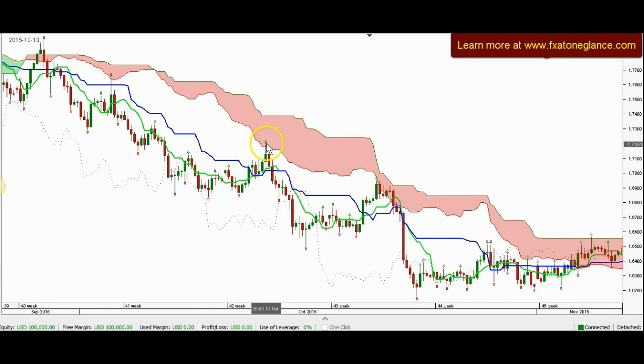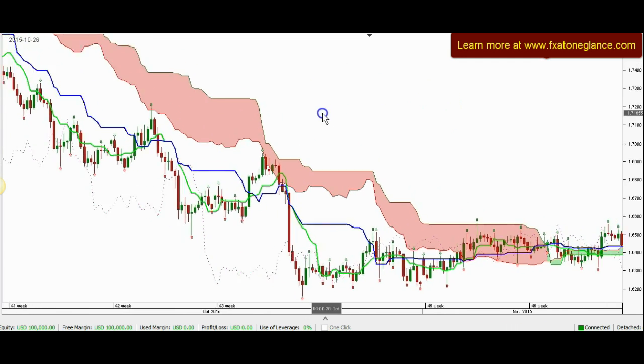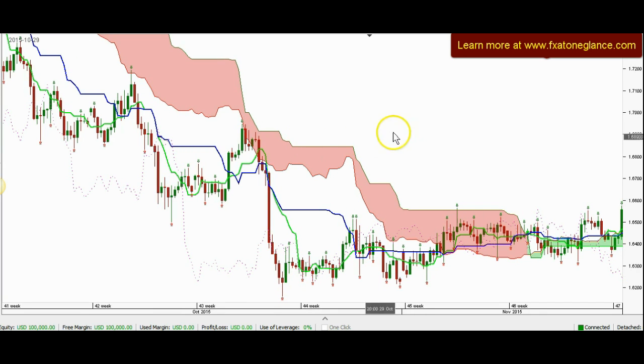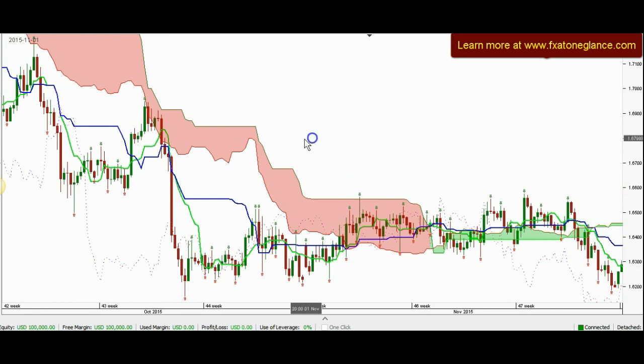Then you see there's another bounce off of the cloud, a bounce off of the Kijun-sen, tons of bounces off of your Tenkan-sen. We have a Kijun-sen break here. Then we have fractal breaks. And then we have the market going pretty much sideways. This is an ugly market. I wouldn't be trying to trade anything here.